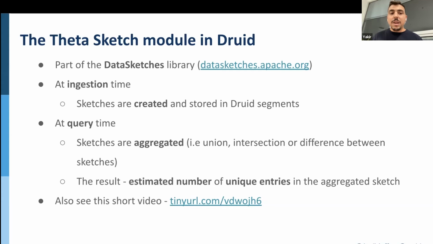And then during query time, the sketches are being pulled from the segments, aggregated based on the configuration, and you get a final aggregated sketch that represents the number of unique elements in your set. Now, this is a very basic explanation about data sketch and how it works in Druid. If you are looking to understand and learn more and maybe understand how it works behind the scenes, you can watch these short videos that we created a few years ago.